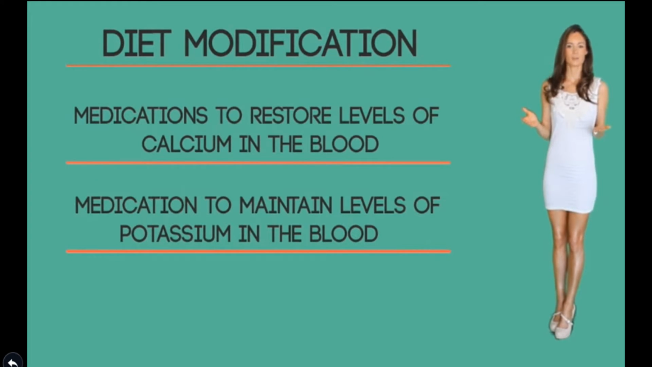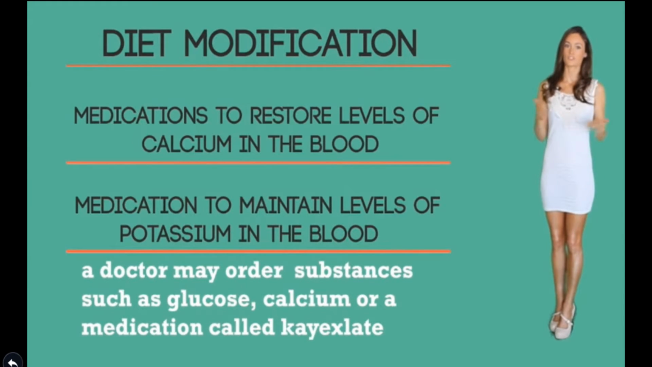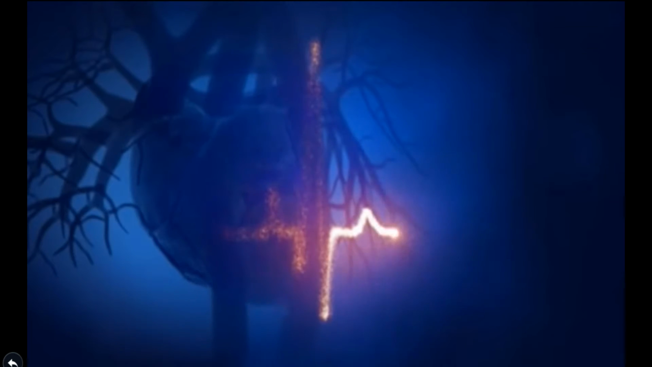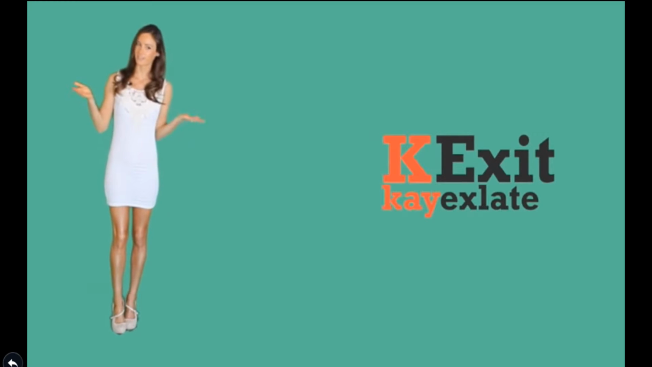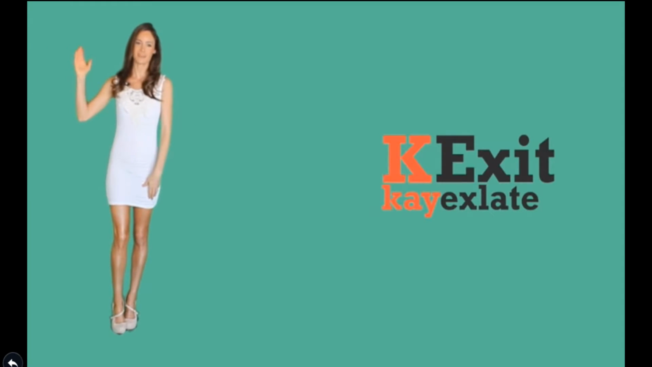When the kidneys fail to remove potassium from the blood, a doctor may order substances such as glucose, calcium, or another medication called Kayexalate in order to remove the excessive buildup of potassium in the bloodstream. Excess of potassium can result in weakening of the muscles and irregular heartbeats or arrhythmias, which can be dangerous. A trick to remember this medication is by saying the name of the medication out loud, which sounds to me like K-exit or K-exalate, which means potassium is exiting.